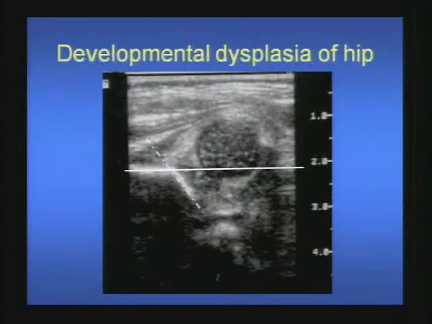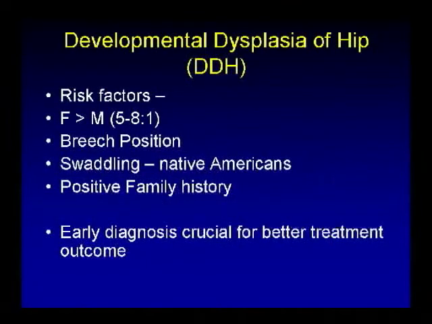I'll begin the individual discussion on each case with developmental dysplasia of the hip. As you can see in this case, this is a classical ultrasound picture of a dislocated hip with the femoral head being completely displaced out of the acetabular cup with inadequate coverage by a dysplastic and shallow acetabulum. Risk factors for developmental dysplasia of the hip are listed as below.